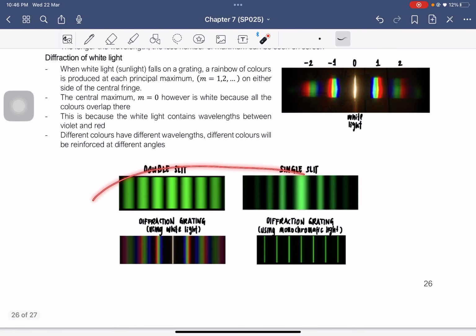Okay, so these are the diffraction patterns of double slit, single slit, diffraction grating, and the one using monochromatic light. This one is using white light. So there is a rainbow because it has wavelengths between violet and red.